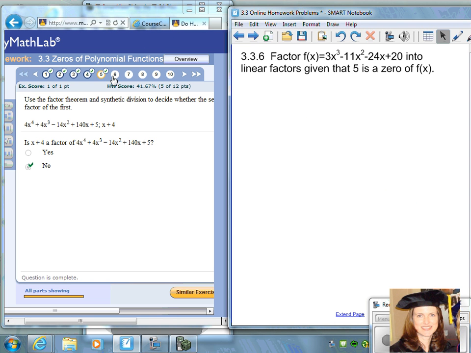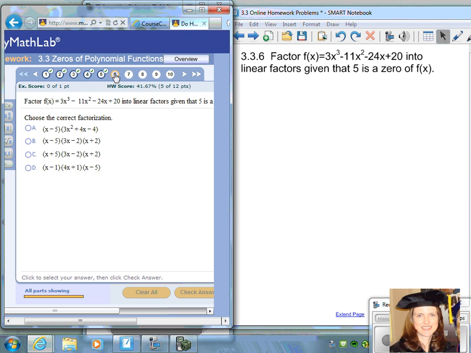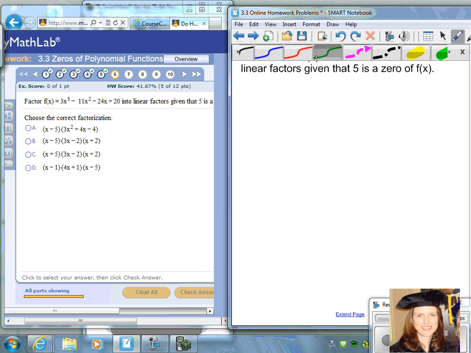Okay, let's look at number 6. We want to factor f of x, which is equal to 3x cubed minus 11x squared minus 24x plus 20 into linear factors. We're given that 5 is a 0 of the polynomial function. Alright, let's go over this type of problem here. We're going to do synthetic division with a 5.